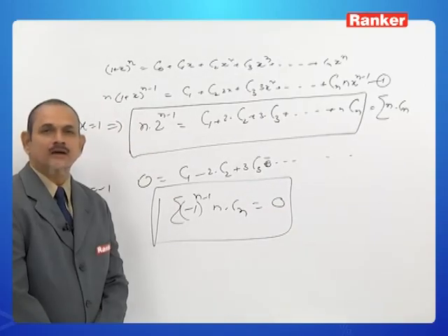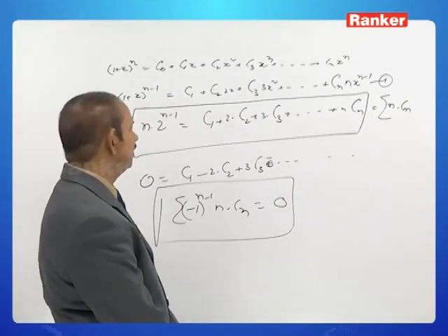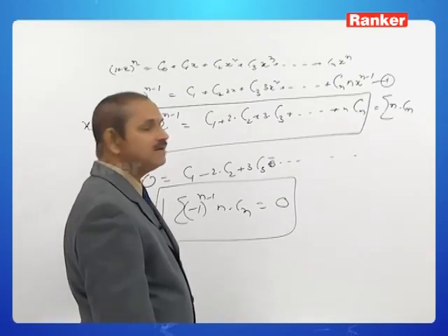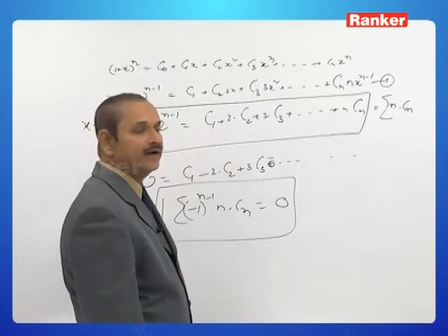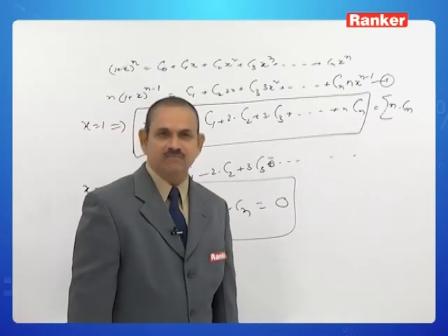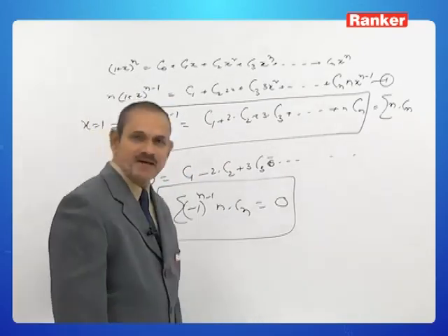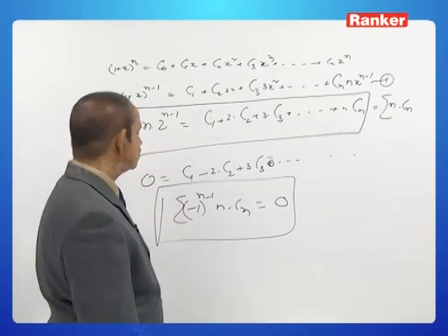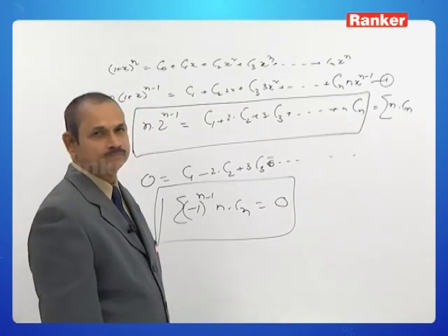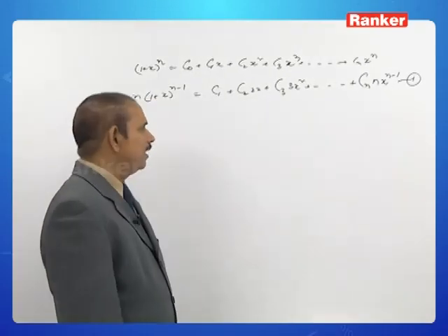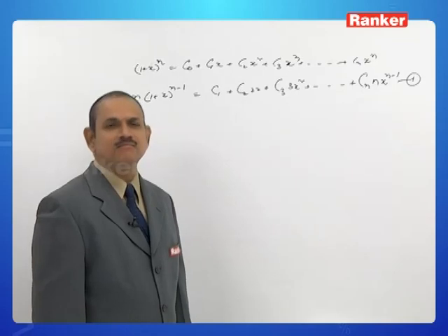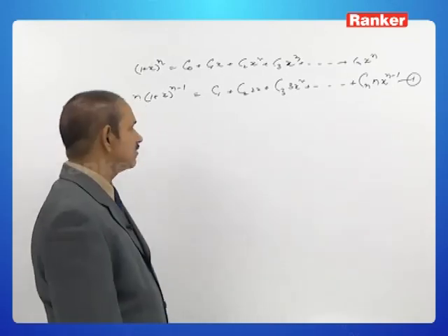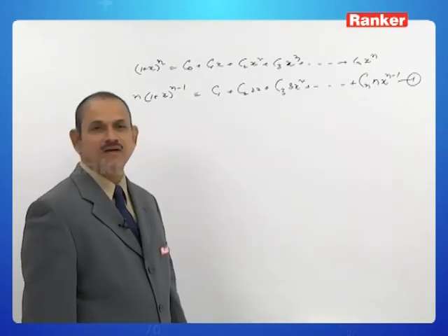These are the beautiful results, so that you are supposed to get them remembered as and when it is required. What is sigma n into Cn? It's nothing but n into 2 power n minus 1. What is sigma (minus 1) whole power n minus 1 into n into Cn? It is again 0. Therefore, we could have observed that sigma n into Cn is nothing but n into 2 power n minus 1, of course, by differentiating this.